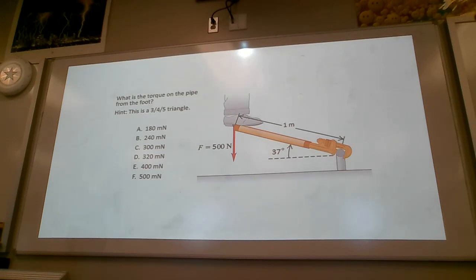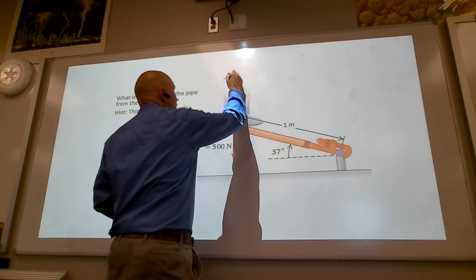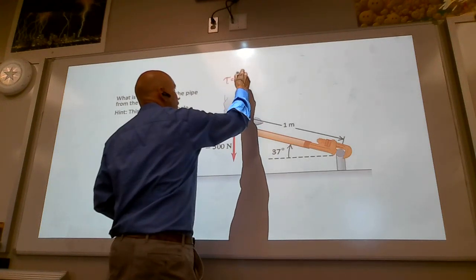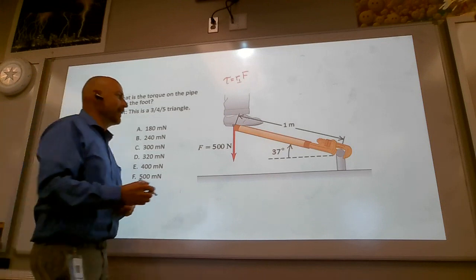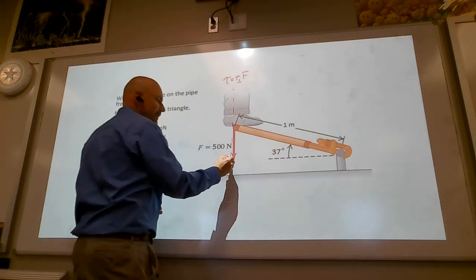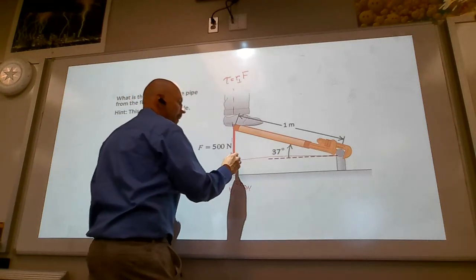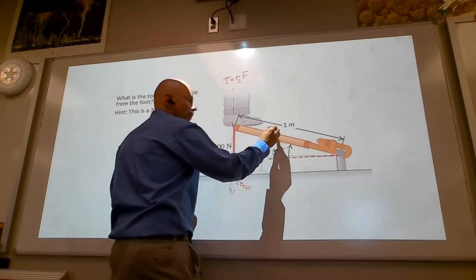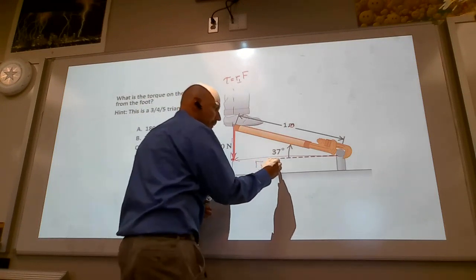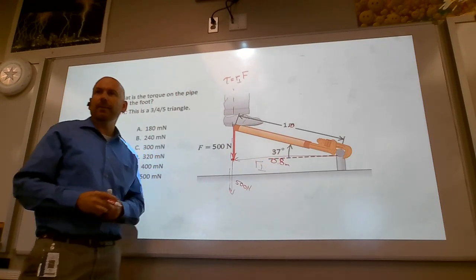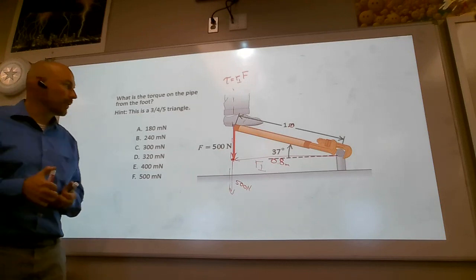This would be my preference. I mean, you don't have to do it this way, but I like this way better. Like this, the perpendicular component of the radius times force. If I can do that, that's just more fun for me. I don't know why. So here's my line of axis. I'm going to slide this down to here. I'm still at 500 newtons. And this distance here would be my perpendicular component. And this is a 3-4-5 triangle, so this is 0.8. 0.8 times 500, 400 meter newtons.